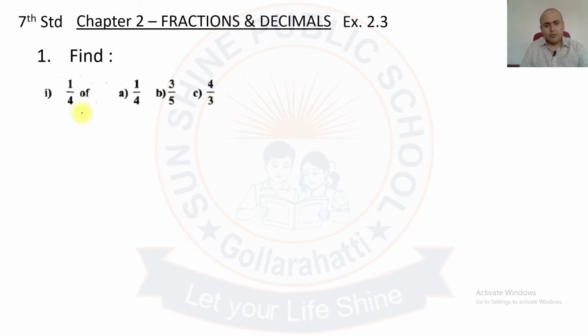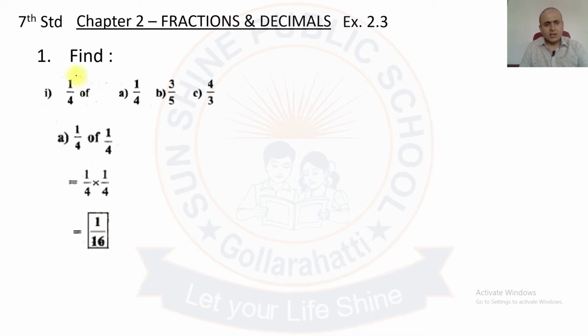First let us find 1 by 4 of 1 by 4. 1 by 4 of 1 by 4 is nothing but you should multiply 1 by 4 into 1 by 4. So numerator into numerator multiply, we get 1. 1 1s are 1 and denominator 4 4s are 16. Therefore 1 by 16 is the answer.